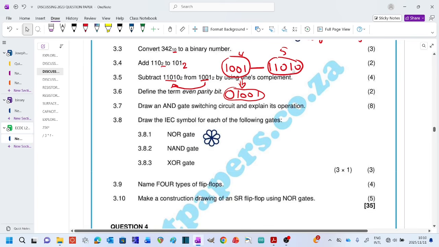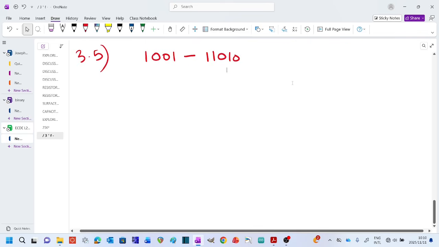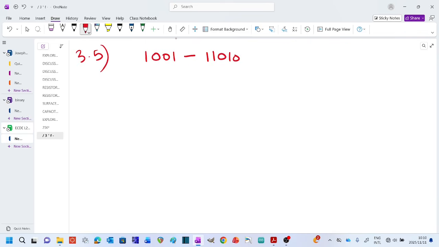11010. So one thing you notice is that 1001 has 4 digits and 11010 has 5 digits. So I can rewrite the same question, just equalizing the number of digits by adding a 0 before here, just to keep a balance. 0 1 0 0 1. So I rewrote the same thing, but nothing changed. I just added a 0 here just to keep up with this number, which has 5 digits, minus 1 1 0 1 0.